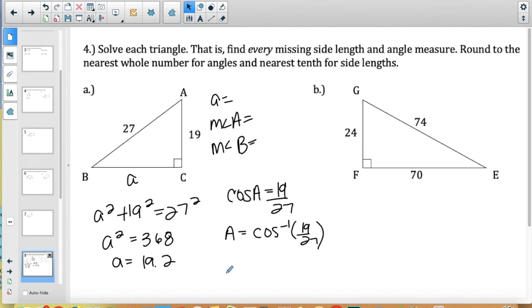Typing that into your calculator, you should get that the measure of angle A equals... Allison Rosenberger, please report to the attendance window.